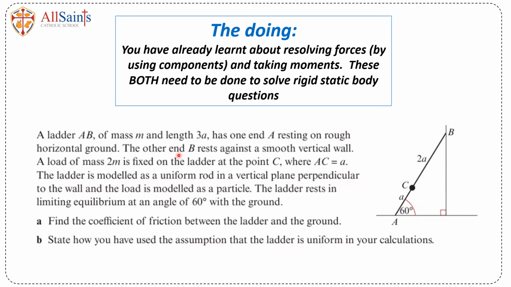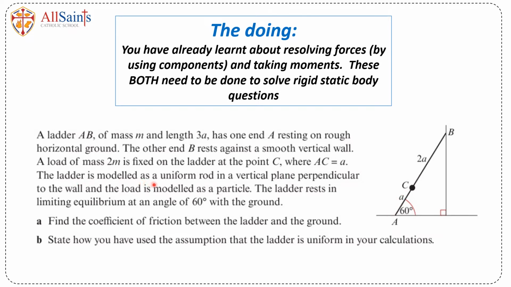Think about them. The other end B rests against a smooth vertical wall. If it's a smooth wall, there shouldn't be any frictional force here, but there is still a normal reaction, because this body is in contact with a flat surface, with a plane. It doesn't need to be a flat surface, but when two bodies are in contact with each other, you always get this normal reaction. A load of mass 2m is fixed to the ladder at point C. So here we're going to have a mass going down, and this mass is 2m. And AC, this distance here, is a.